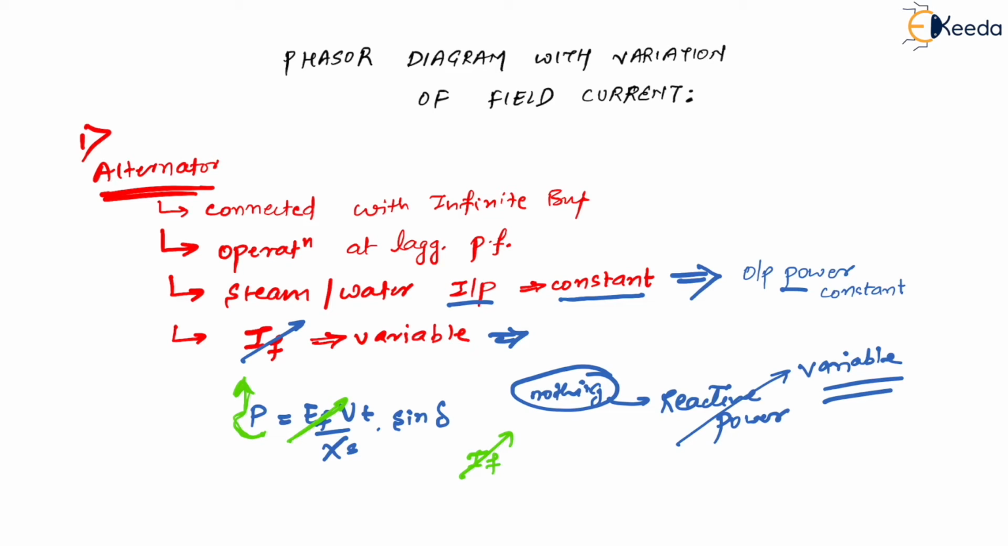Now, let us try to simplify the things for us. Let us consider this point first. Steam power input is constant, which means output power is constant. Let's try to think about that. When I say output power is constant, correct? What is power P? You please tell me. Can I say that it is nothing but terminal voltage Vt multiplied by Ia into cos phi?